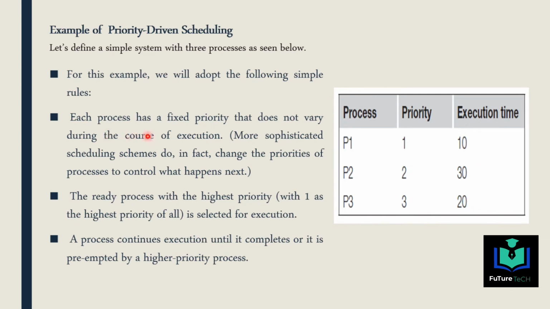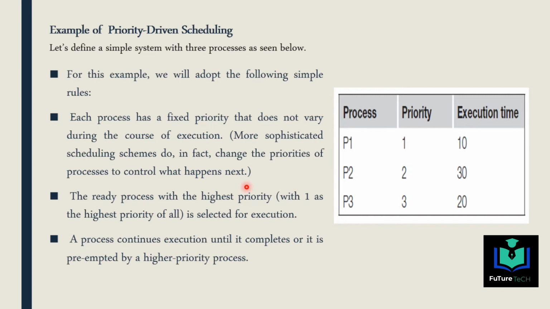So each process has a fixed priority that does not vary during the course of execution. There is no more change in the prioritization. More sophisticated scheduling systems do in fact change the priorities of the process to control what happens next, but we are not going to discuss that kind of change. Here the priority is fixed.